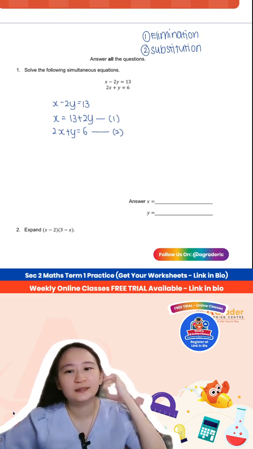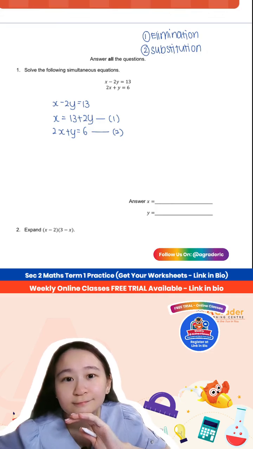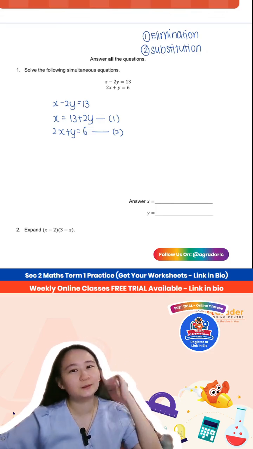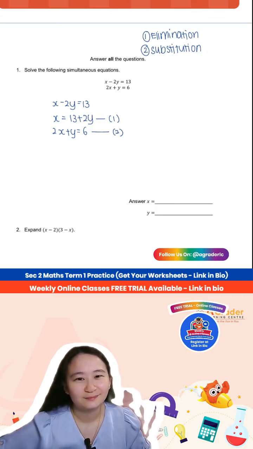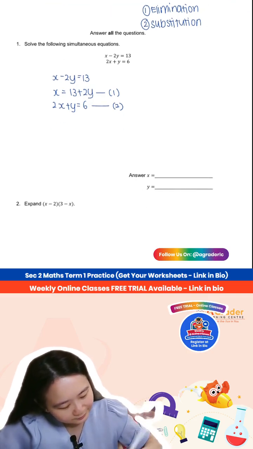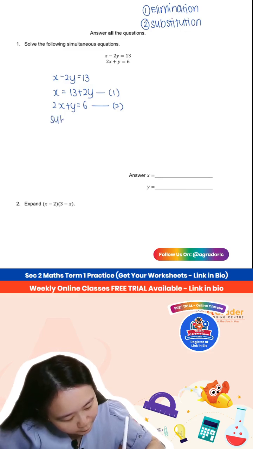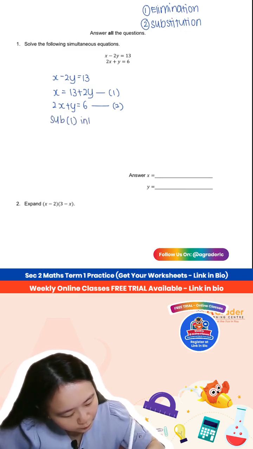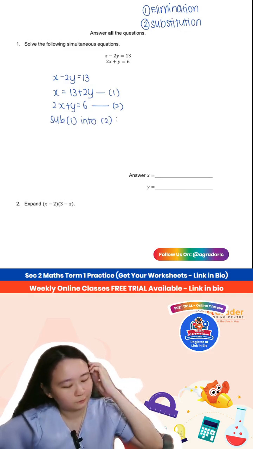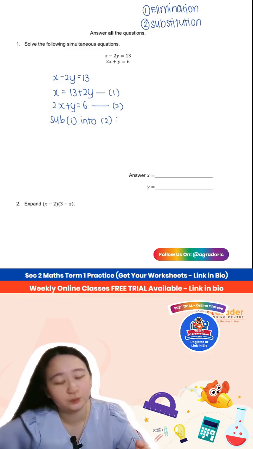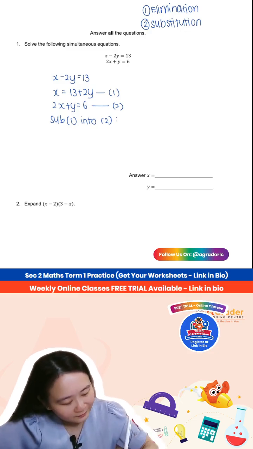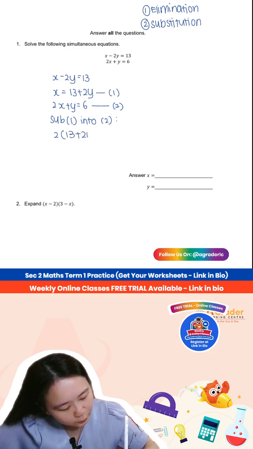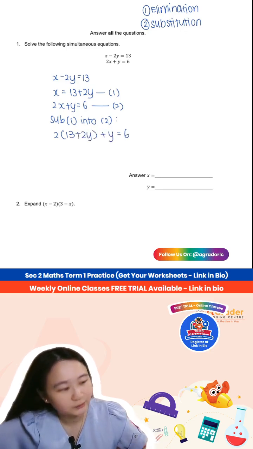Okay, so you can substitute equation 1 into equation 2. Remember to always write what you are doing. So substitute 1 into 2. You have to replace all the x with 13 plus 2y. Okay, so you have 2 times (13 plus 2y) plus y equals 6.